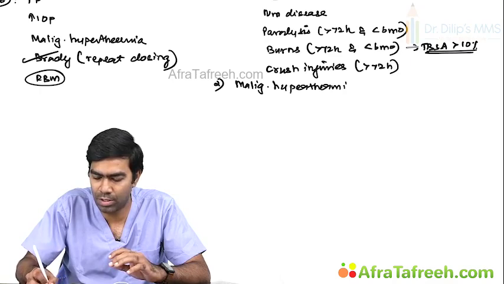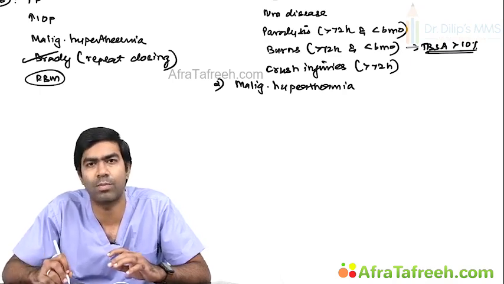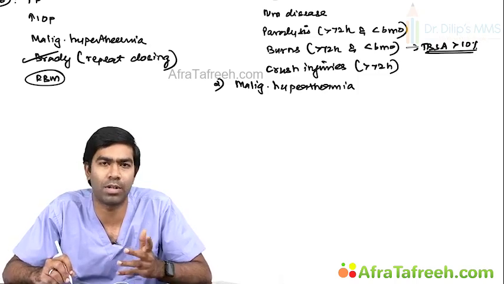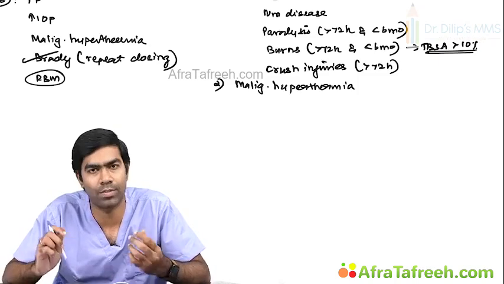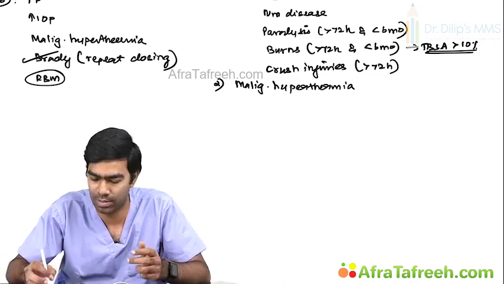You know, malignant hyperthermia is due to mutation of the ryanodine receptors in the sarcoplasmic reticulum. At the same time, the treatment of choice for malignant hyperthermia is going to be dantrolene sodium. So these are some of the core pharmacology and anesthesia concepts.